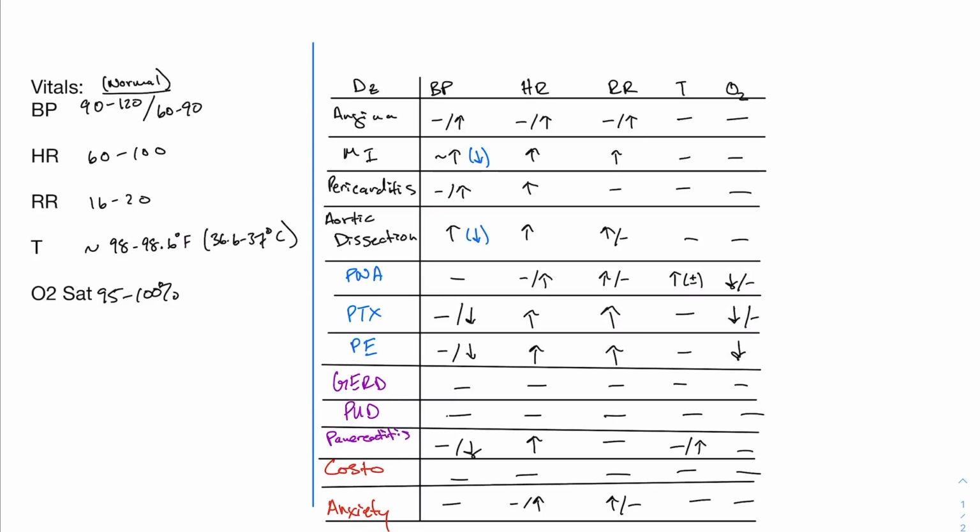So with a pneumonia, a lot of times your blood pressure is going to be normal. Your heart rate can be elevated when you have sepsis, but if it's just a straight up pneumonia, the patient's not septic yet. They're not very sick. They can have a normal heart rate.